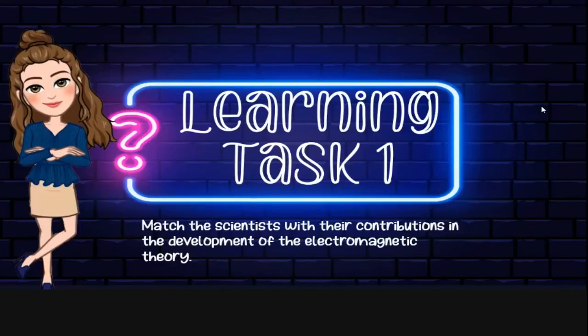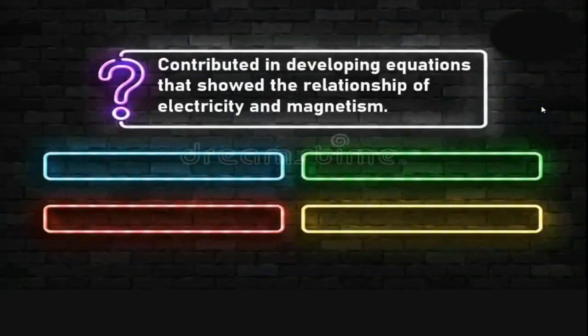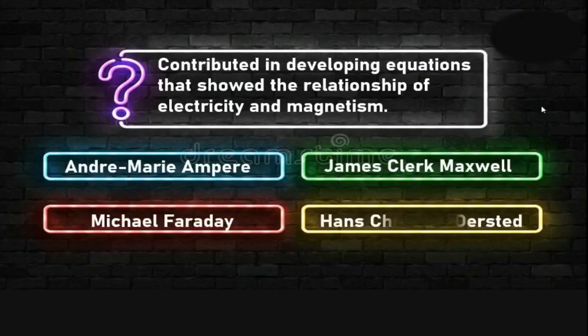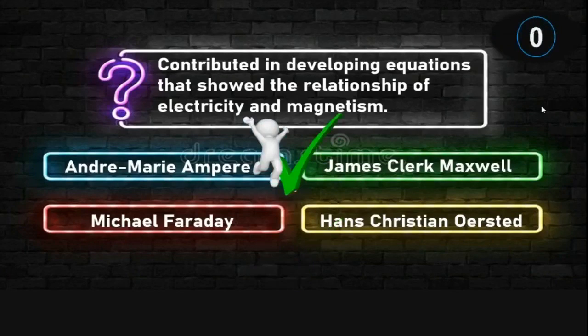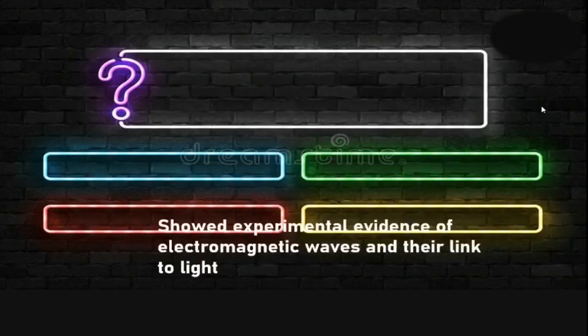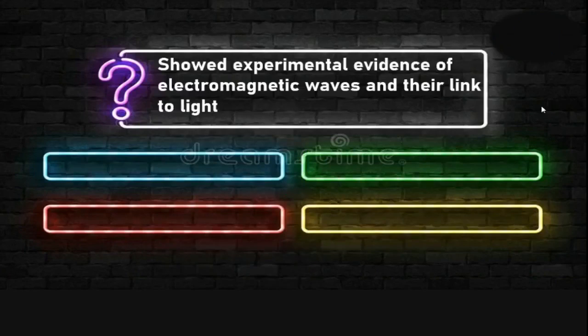Now, let's go to your learning task 1. You have to match scientists with their contributions in the development of the electromagnetic field. He contributed in developing equations that showed the relationship of electricity and magnetism. The correct answer is next. Showed experimental evidence of electromagnetic waves and their link to light.